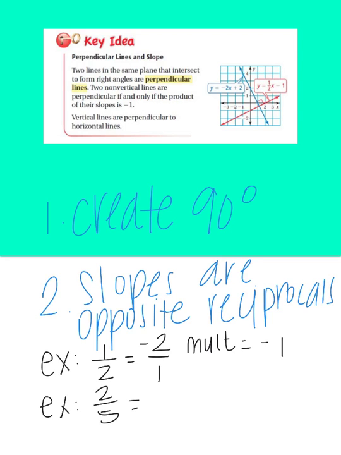You should have said -5/2. Let's try one more. What is the opposite reciprocal of -3? You should have said 1/3. So that's what we're going to be looking for: are your slopes opposite of each other and are they the reciprocal?